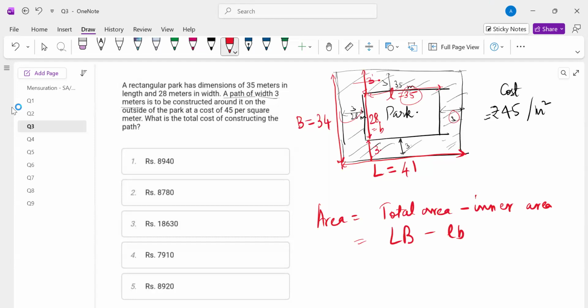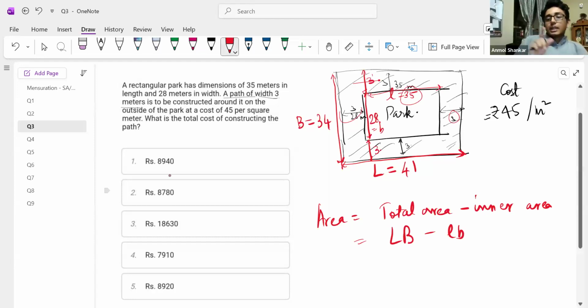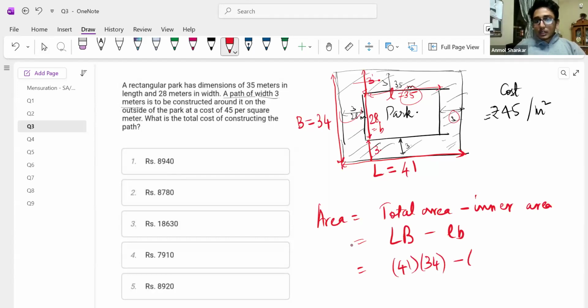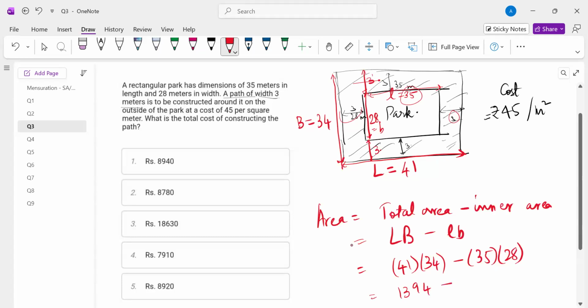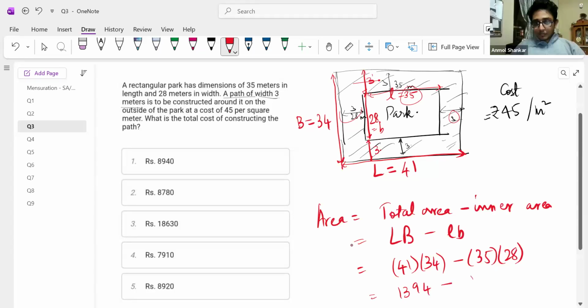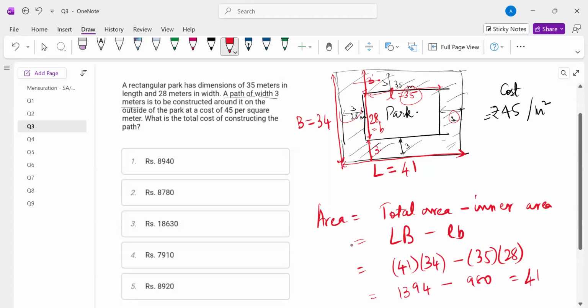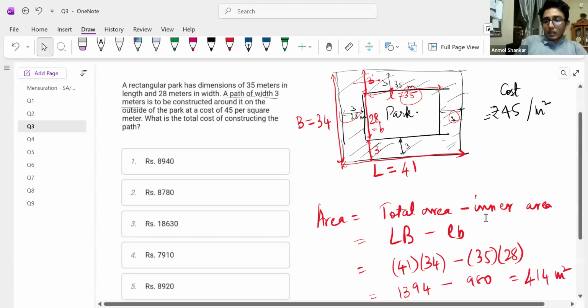Okay. So capital L capital B is the full total area. The inside park area is small l into small b. So we just have to subtract. What is the answer, tell me? So 41 into 34 minus 35 into 28, what do we get? Sir, 1394 minus 980, sir, is equal to 414, sir. Correct. Very good.